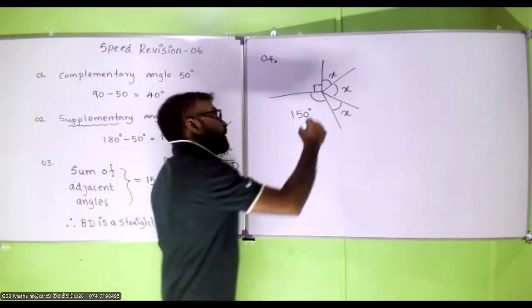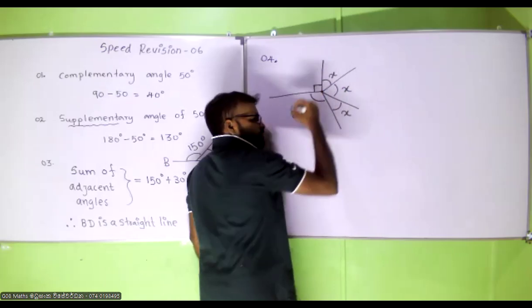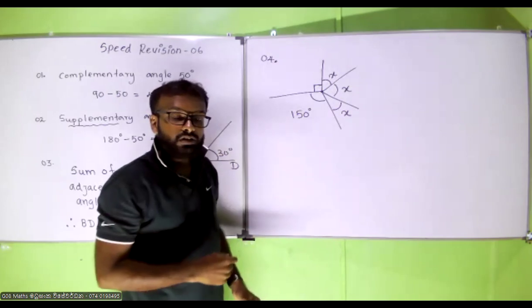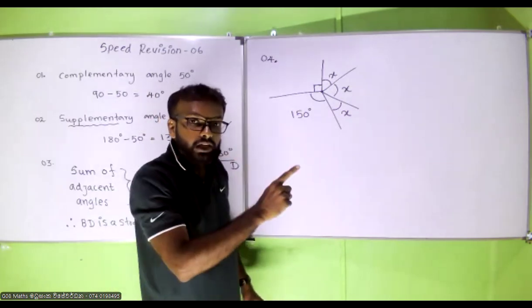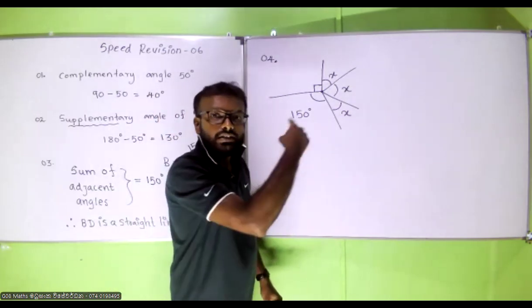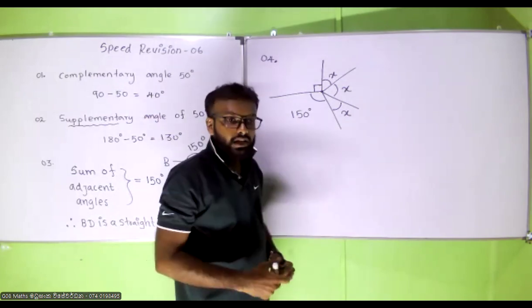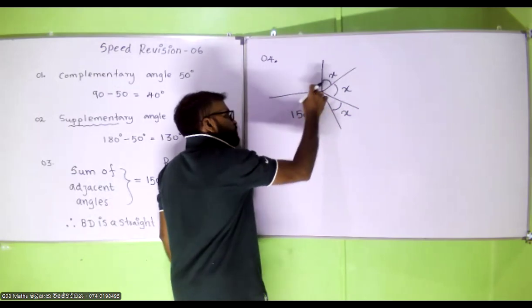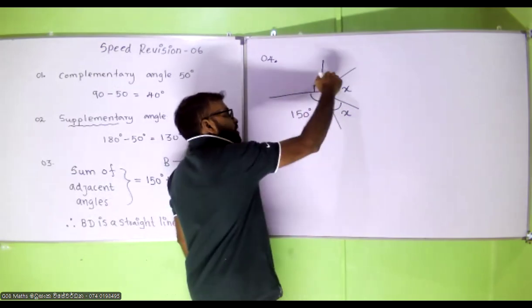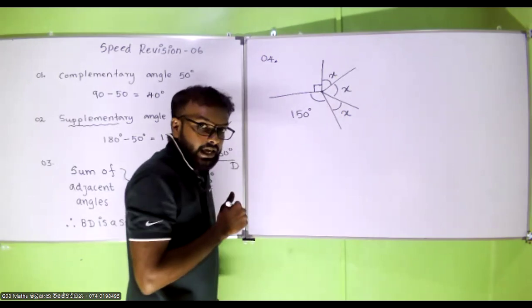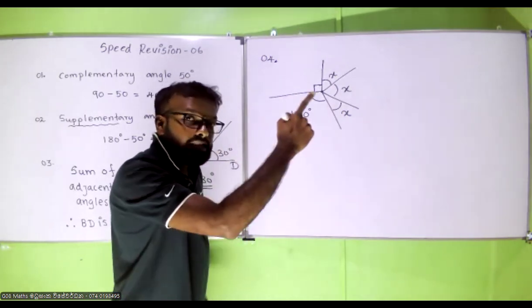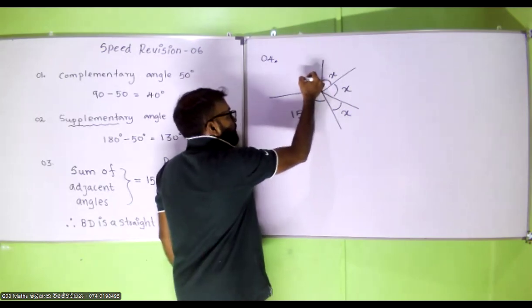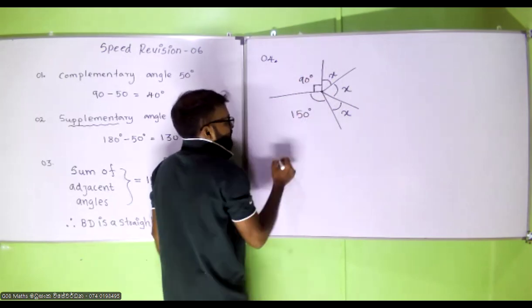So you know this is a point. Around this point, the summation of all angles should be equal to 360 degrees. Can you remember that? We have learned that. So around this point, the summation of all the angles equals 360. So we can write, this is a right angle, so this is 90 degrees.